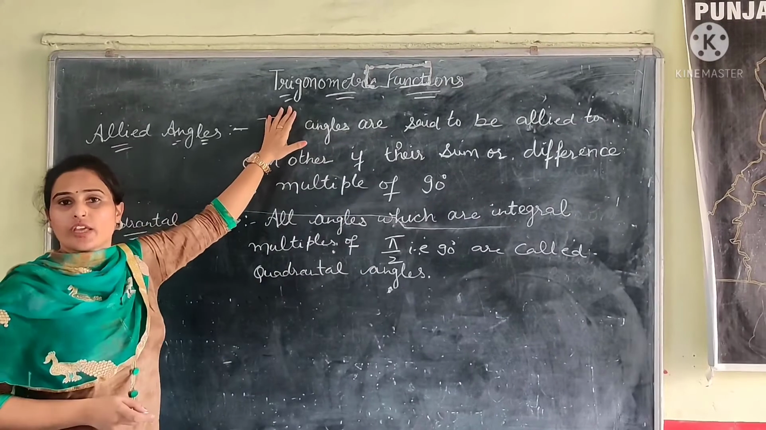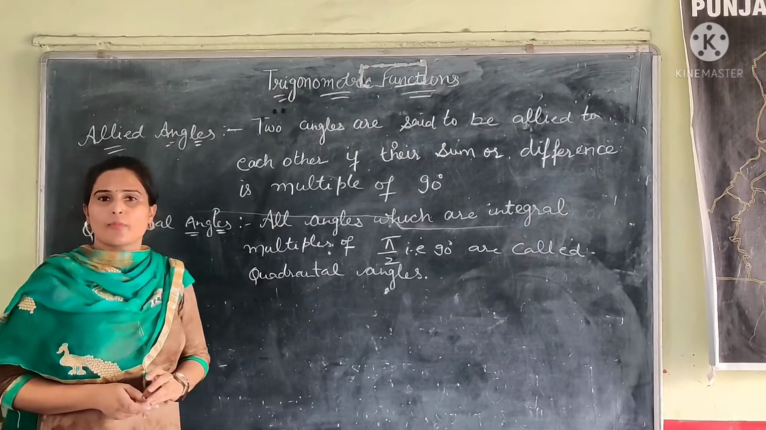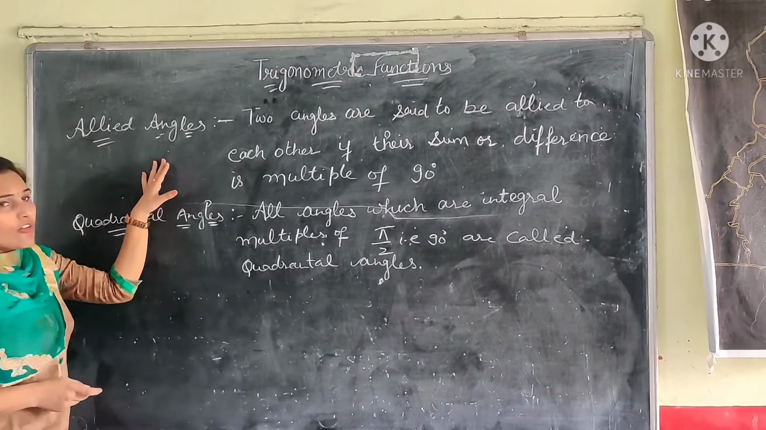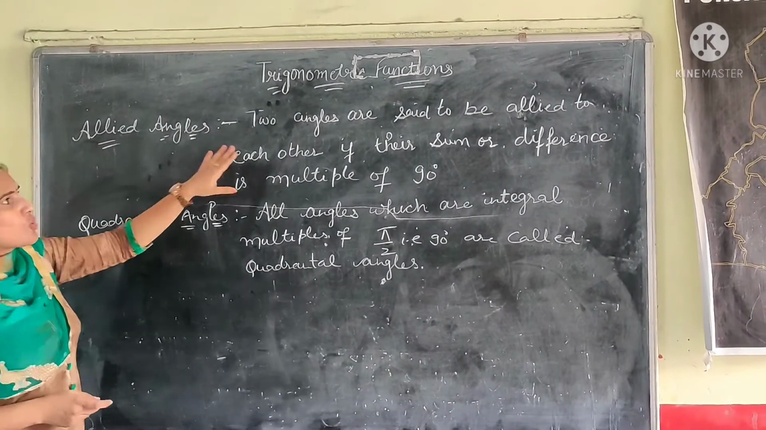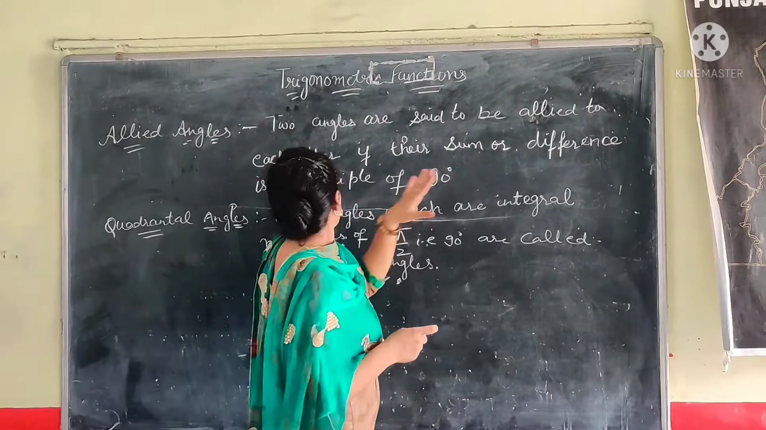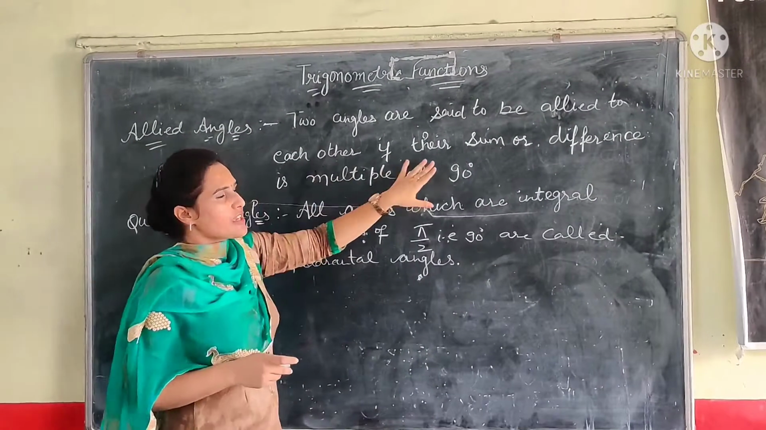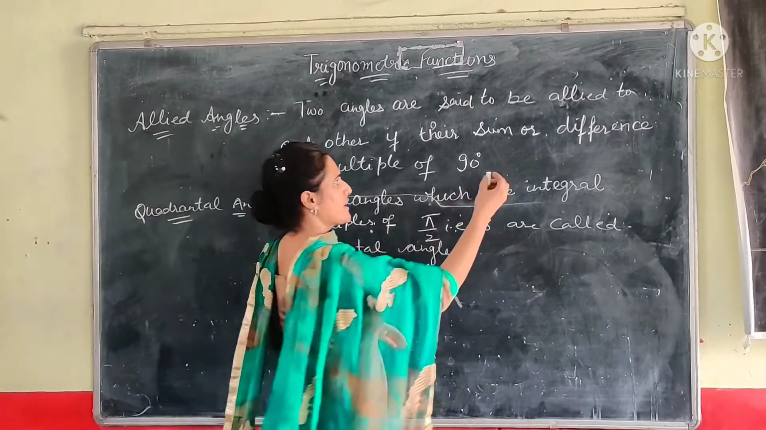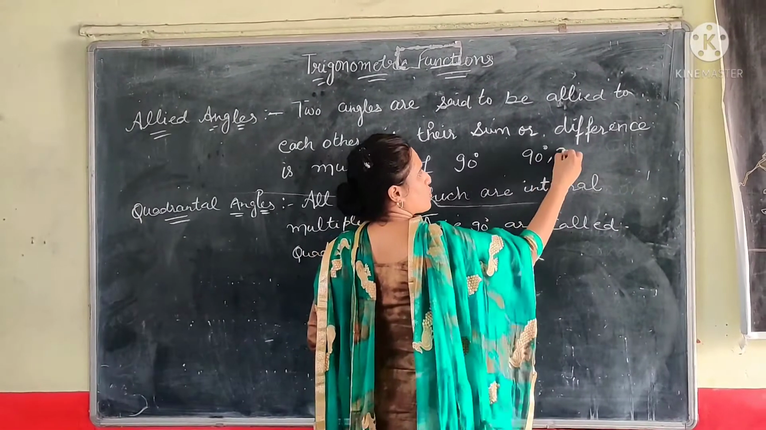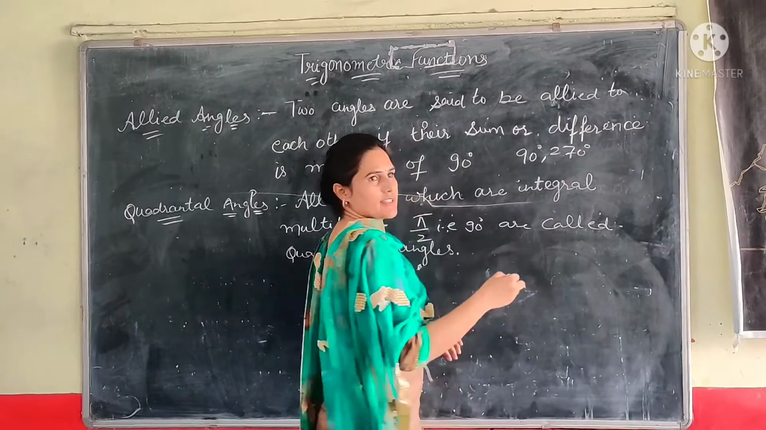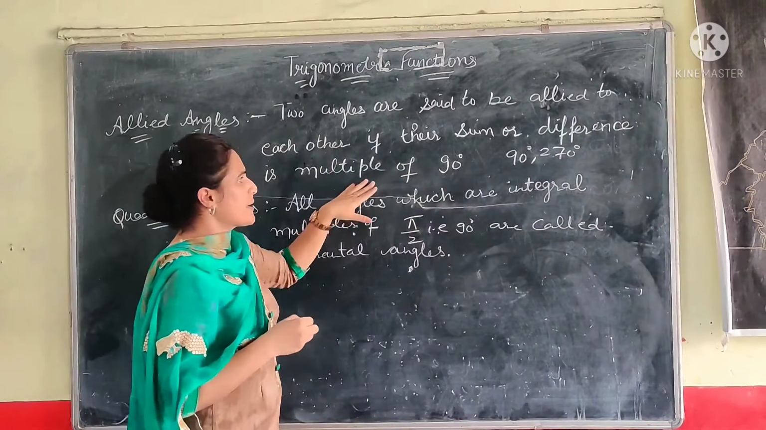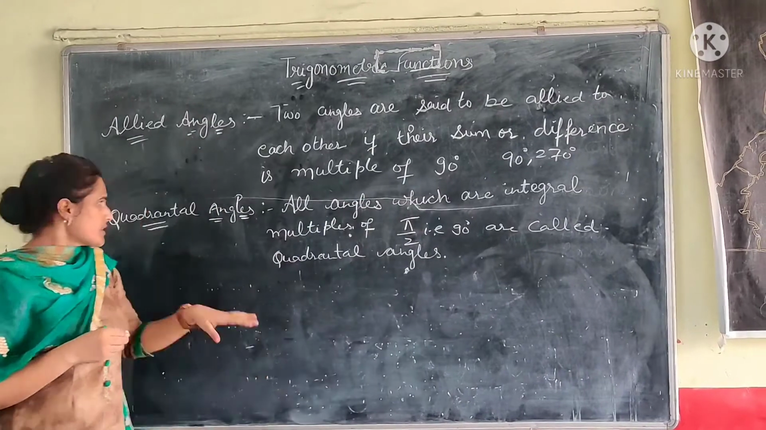Important because today we will discuss some of the more basic concepts about trigonometric functions. So first is, what are allied angles? Two angles are said to be allied to each other if their sum or difference is a multiple of 90 degrees. Like 90 and 270 are allied angles because their sum and difference is a multiple of 90.